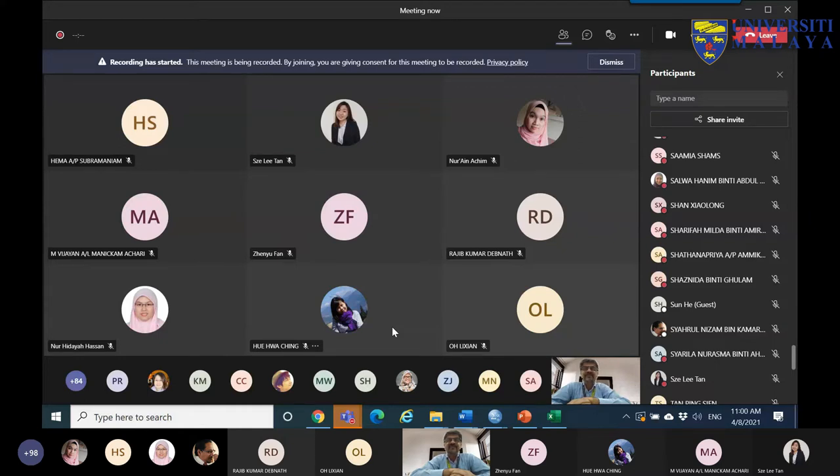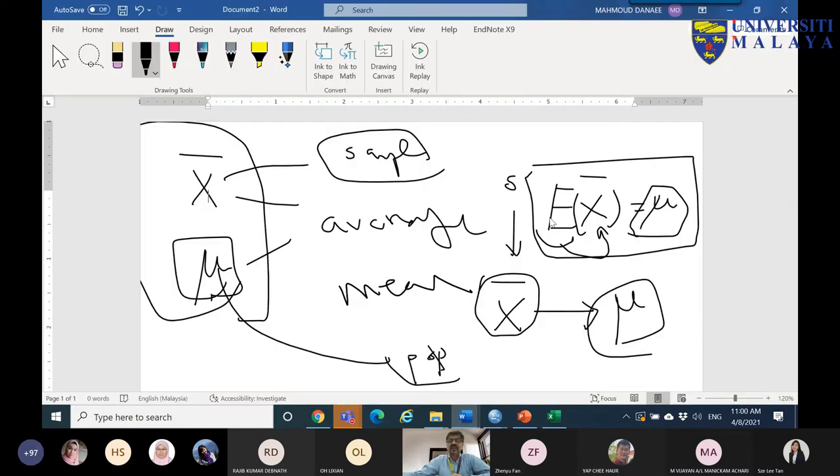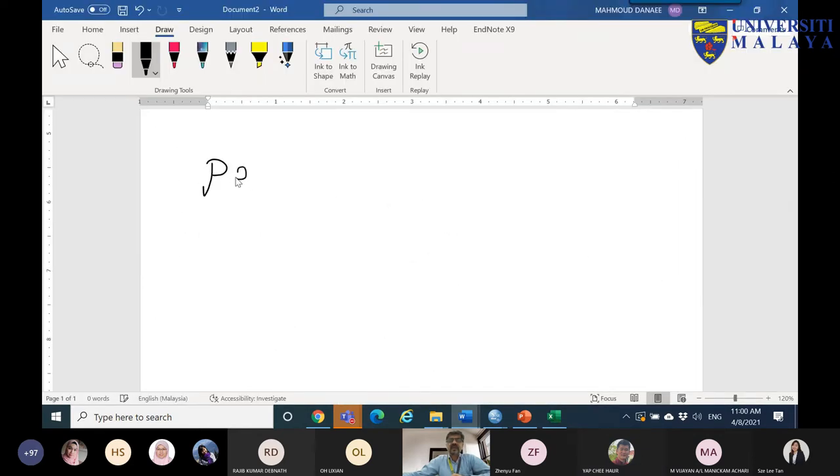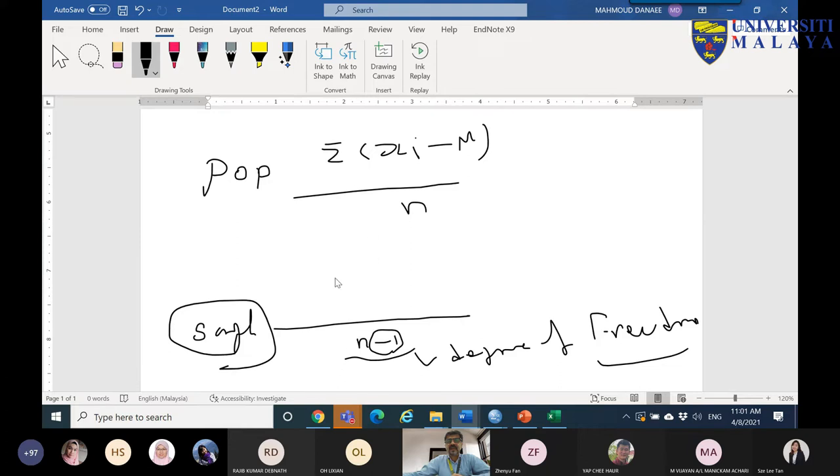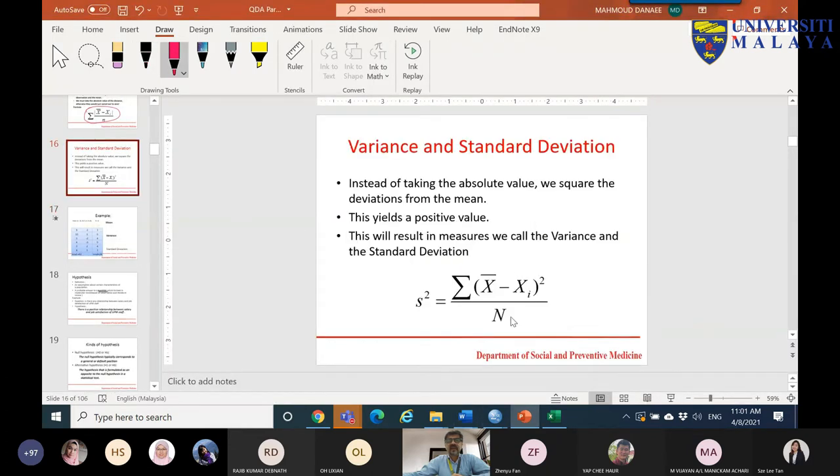Okay, no question? But doctor, sometimes we divide by n minus 1. Okay, that's a good question. Thank you very much. Usually, yes, you're right. When we calculate for the population, we divide by n. When we talk about the sample, we divide by n minus 1. This is called degrees of freedom. So this is just a correction for the sample, right? So if you are dealing with a sample, then in the variance formula we have to divide by n minus 1. You're right. Clear?